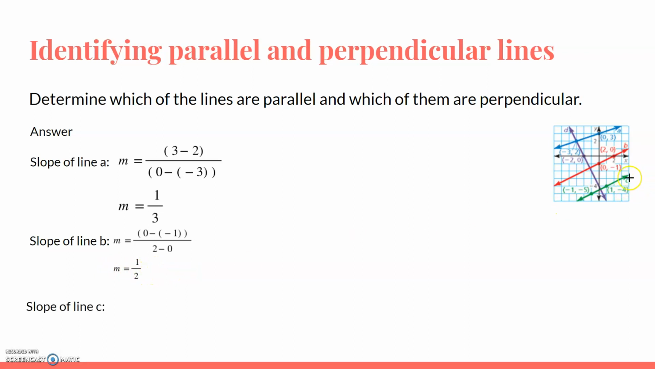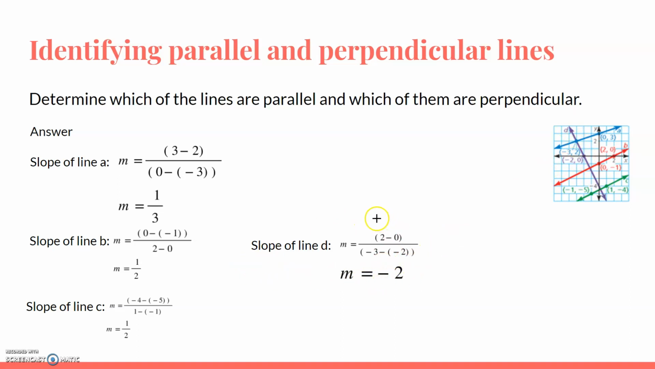Slope of line C, m is equal to -4 minus -5 over 1 minus -1, which gives us a final value of 1/2 as well. And slope of line D, m is equal to 2 minus 0, right here, over -3 minus -2. This uses this point for the purple line, and this point. When we do that, we get a slope value of -2.